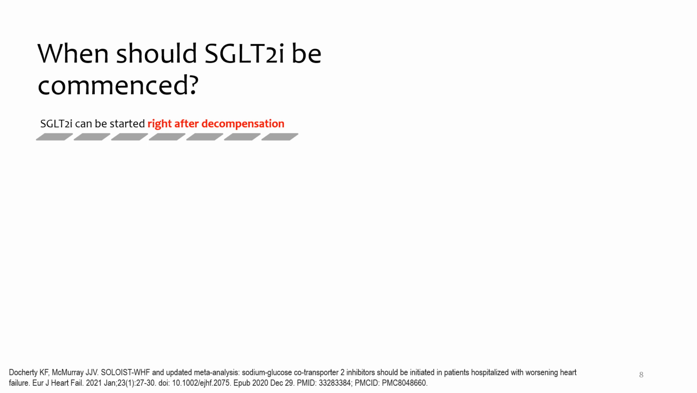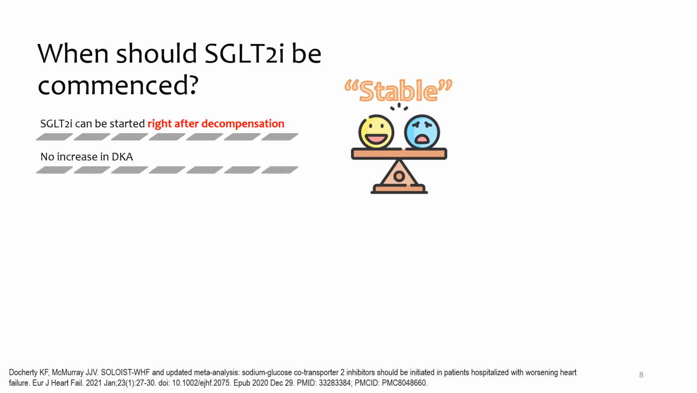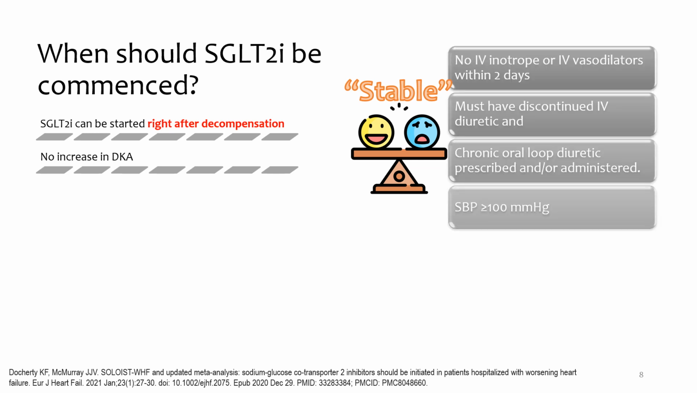How do you know when the patient is out of decompensation? That's when you ensure that there's no need for any use of inotropes, which helps the heart pump harder, or IV vasodilators within 2 days of the use of SGLT2 inhibitors. You have to make sure that the IV diuretics are no longer needed. And if needed, the chronic oral loop diuretics should be prescribed or administered to the patient. And you have to ensure that the blood pressure is above 100 millimeters mercury in order for you to consider that they are stable enough to be started.